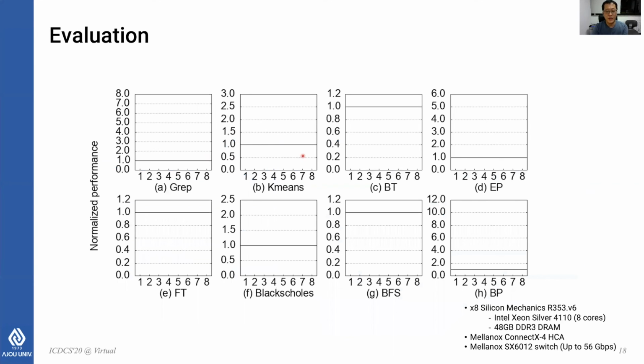We evaluated DEX with 8 applications. grep and k-means are in-house applications. BT, EP, and FT are from the NPB benchmark. Blackscholes is from Parsec. BFS and BP are from Polymer, which is a graph analytics program. We measure the performance of the application on a single node with 8 threads, and we report the normalized performance while increasing the number of nodes from 1 to 8. Each node provides 8 cores in the evaluation, so the 8-node configuration will run the application with 64 threads.